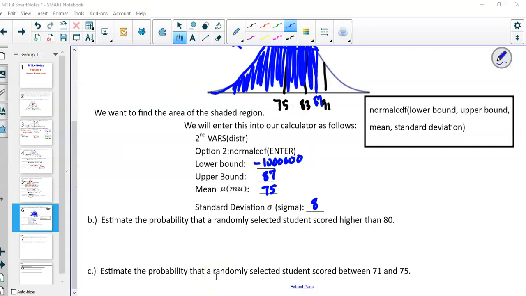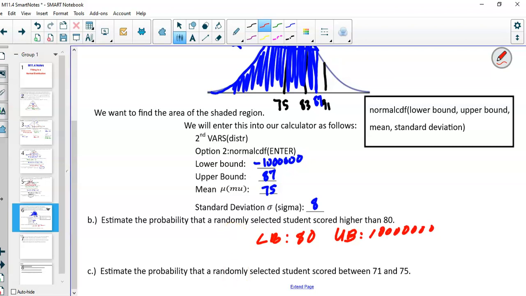Okay, so now this letter B is going to be similar to what we just did, but it said a score higher than 80. So now the two that are always going to stay the same when we have the same problem, y'all, are our mean and our standard deviation. So now we've got to find our lower bound, which this time is going to be what? 80, right? And our upper bound is going to be a really big number because everything in this one is going to be bigger than 80, right?